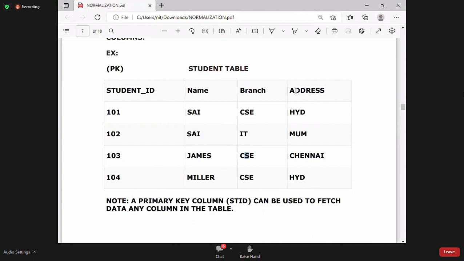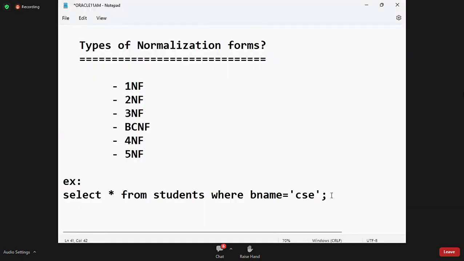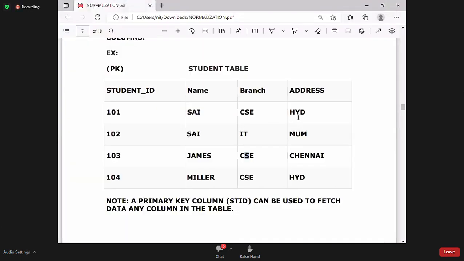So suppose I want to use address. Suppose Sai is located in Hyderabad. So I use address equals Hyderabad. But what will happen here? In Hyderabad also, two people will come. So what you wanted exactly, the person's details or student details, you have not achieved. Along with that, some extra data is also fetched. This kind of problem will be there.